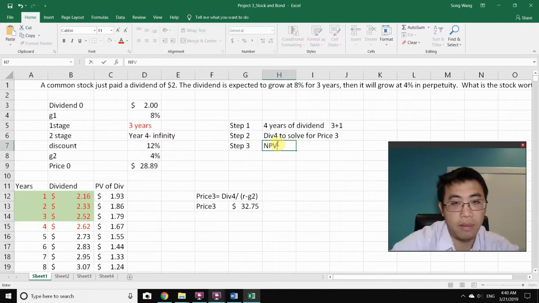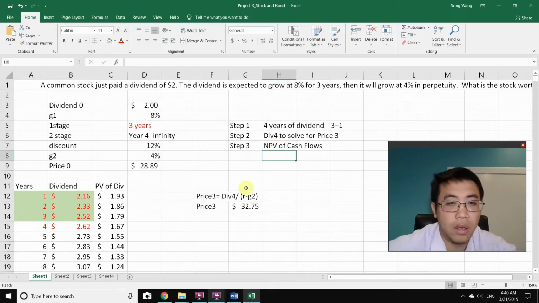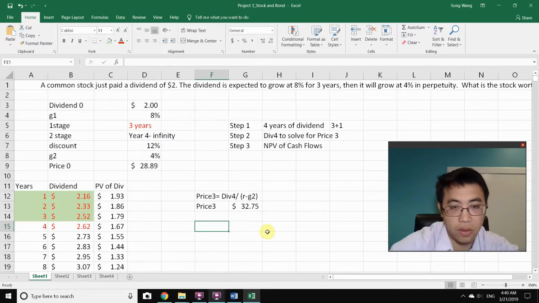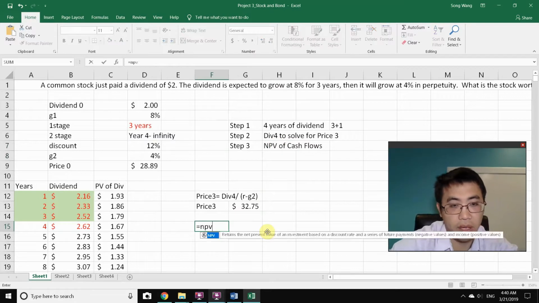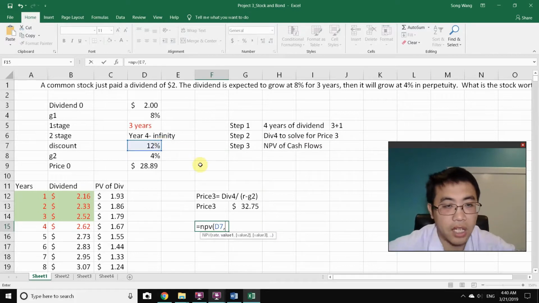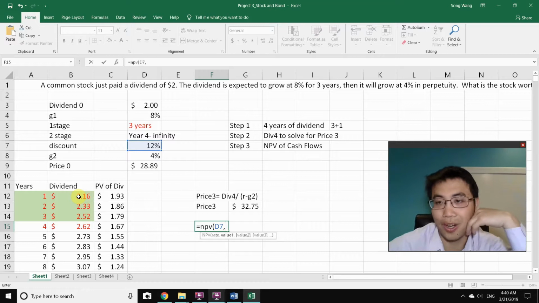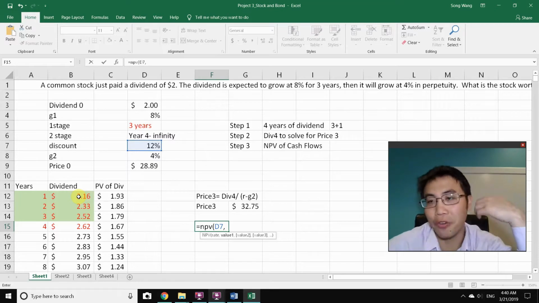Step 3, then you will need to get the NPV of all the cash flows. All right, so how do you do that? You're gonna use the NPV, and then your rate is 12%. Put the cash flows. If you hold the stock for just 3 years, then what's the cash flow you're gonna receive? You are not holding for 1400 years. You're not holding it forever. You just hold it for 3 years.